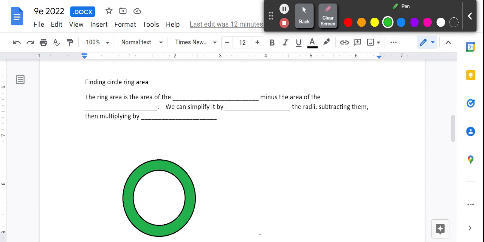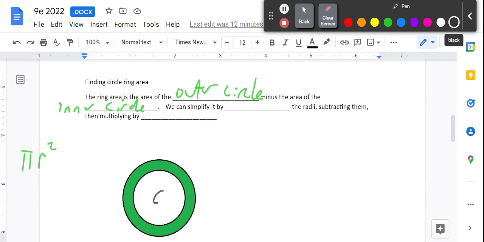The ring area is the area of the outer circle minus the area of the inner circle. The outer circle, I'm going to put that in green for a minute, has pi r squared. And the inner circle, I'll make it black for right now, so we're going to minus pi r squared there.